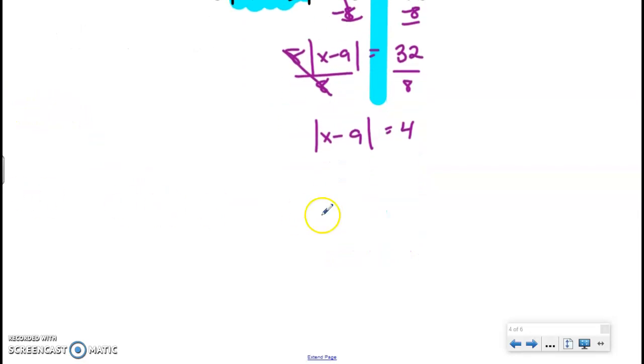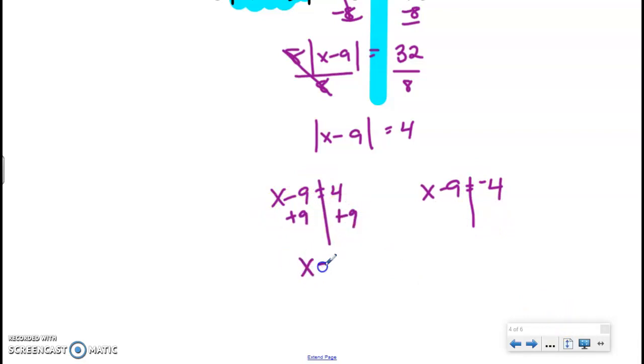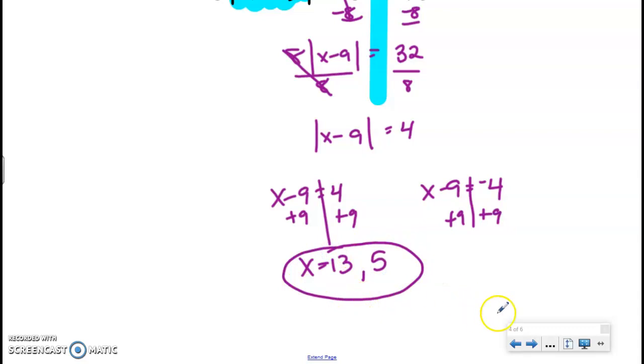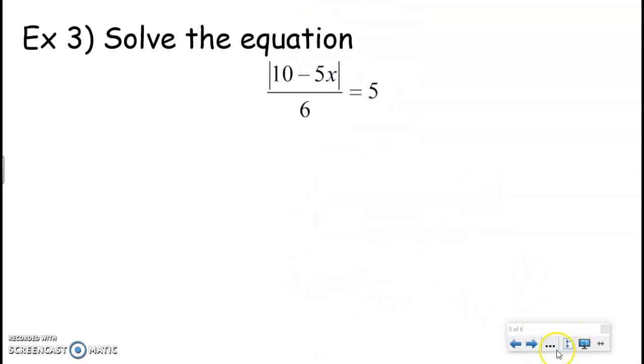Now that the absolute value is by itself, I can write 2 equations. Remember the second one, the only difference is that 4 becomes negative. Solve each of those, you have your answers. So add 9 to both sides to get x equals 13 for the first one, and add 9 to both sides to get x equals 5 for the second one.